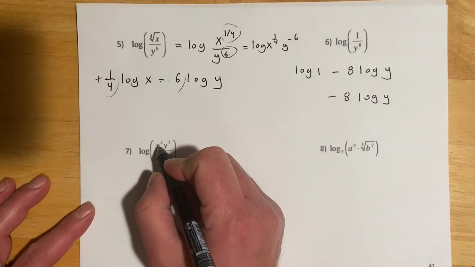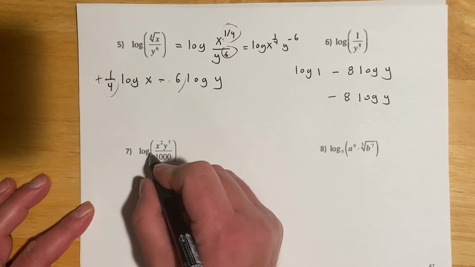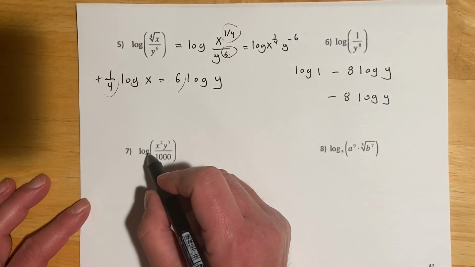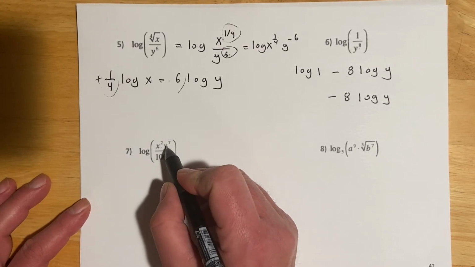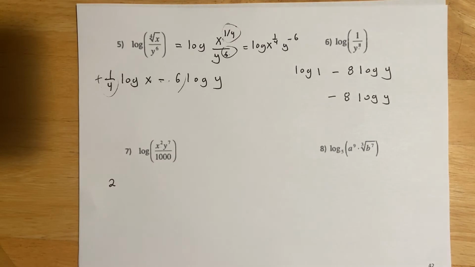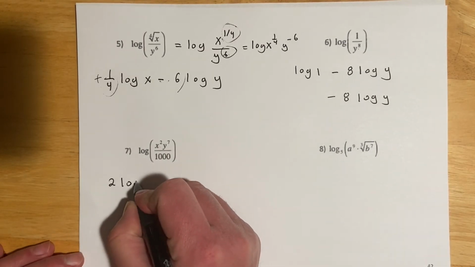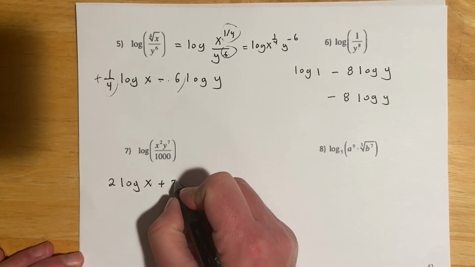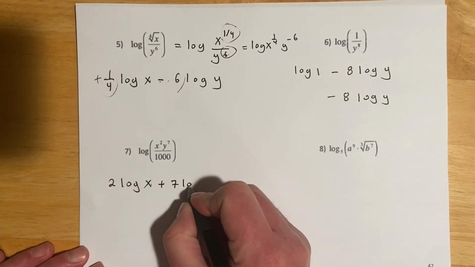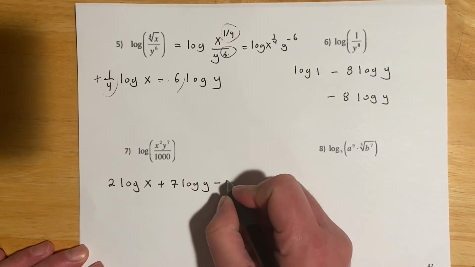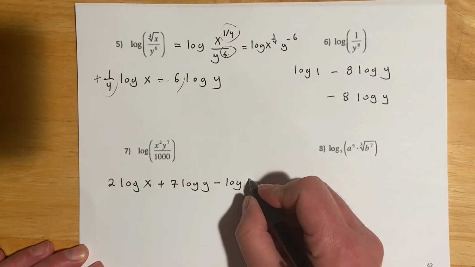Here, I'll have 3 logs initially, and then this is going to simplify. Initially I'll have 3 logs, one with x, one with y, one with 1,000. The x will have a coefficient of 2, because it's squared. And then the y will be positive because it's from the numerator, and I'll have a coefficient of 7. And then log 1,000 will be minus because the 1,000's in the denominator.